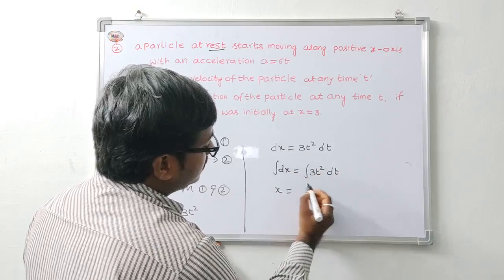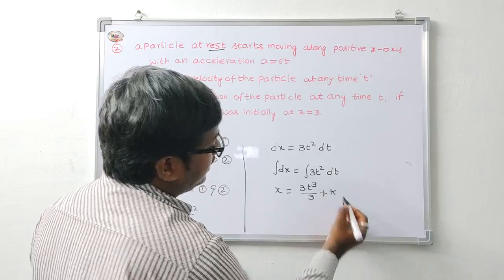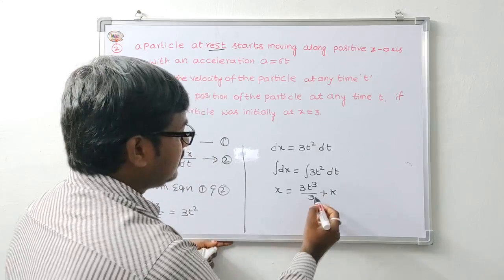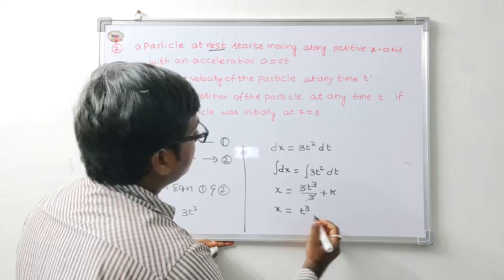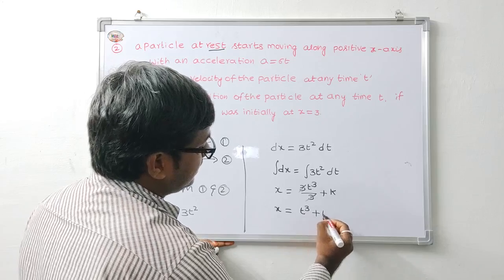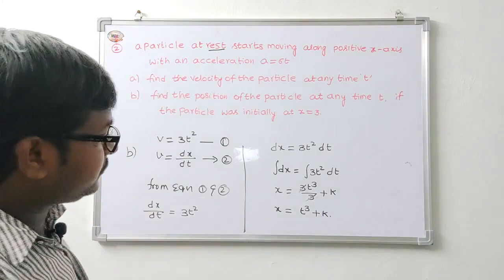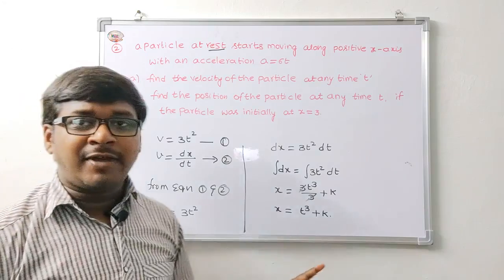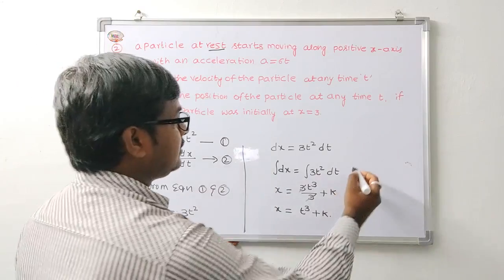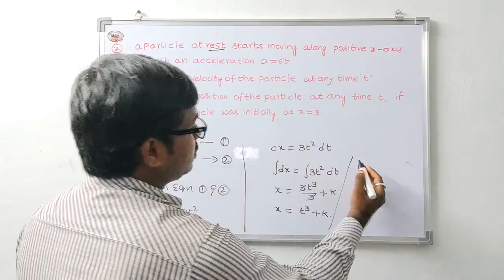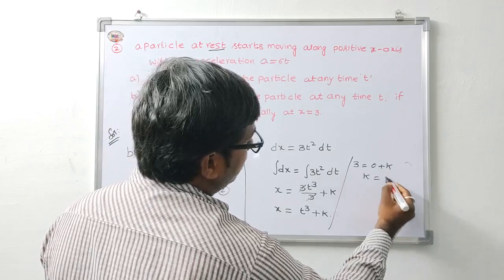Then x = 3t cube by 3 plus k, where k is the constant. The 3 cancels, so x = t cube plus k. We will find the value of k using boundary conditions. At t = 0, x = 3, so 3 = 0 + k. Then k = 3.